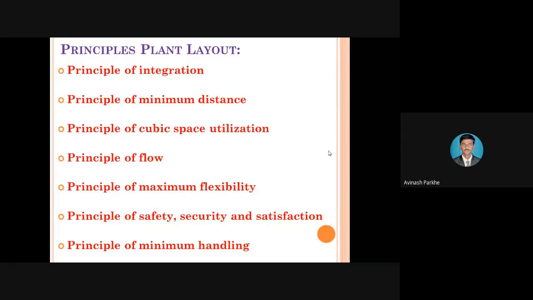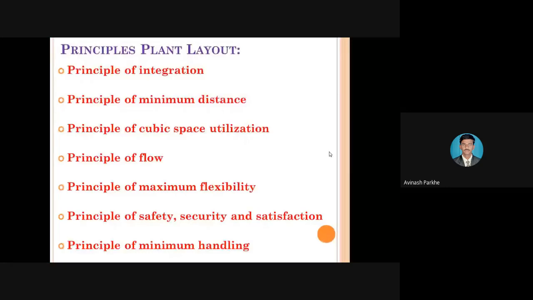Okay. So the first principle is very important. That is, the material should flow in the forward direction only. There should not be any backtracking. If the backtracking of the material is taking place, the production time increases, production cost increases, and automatically it will affect your total productivity. Therefore, the fourth principle is called the principle of flow, where the material should be moved in the forward direction only after performing each and every operation. There should not be any backtracking.